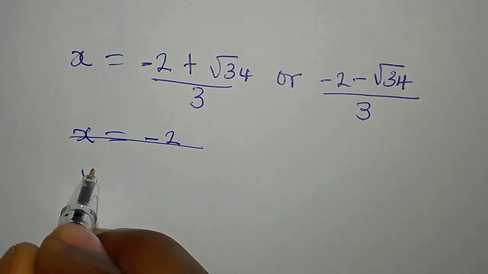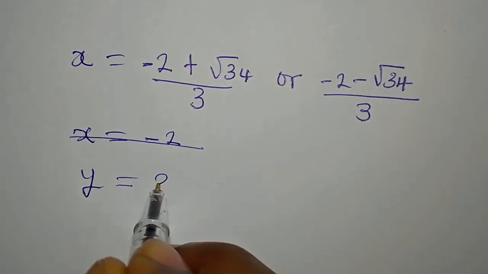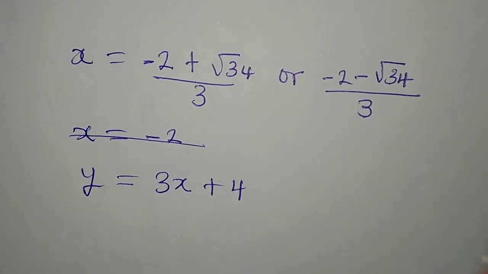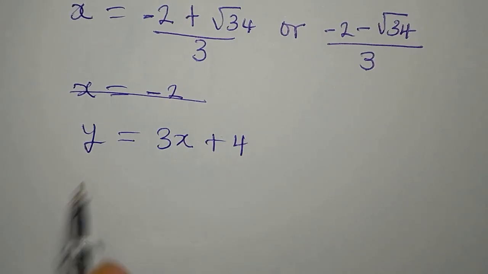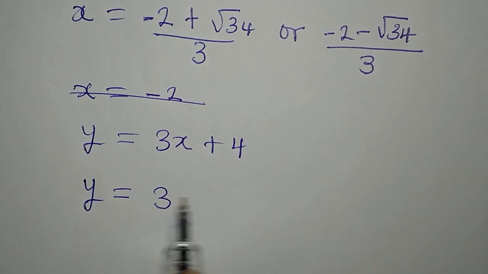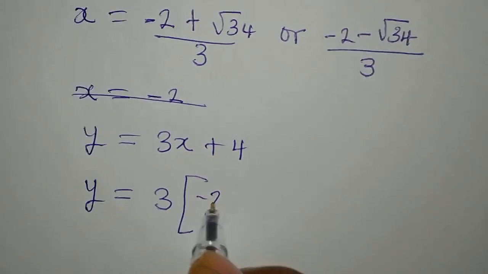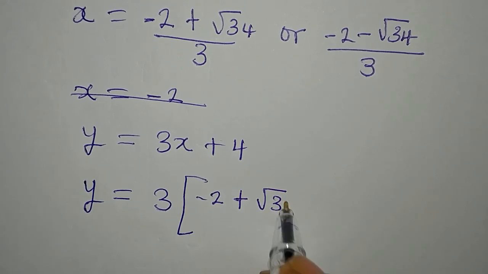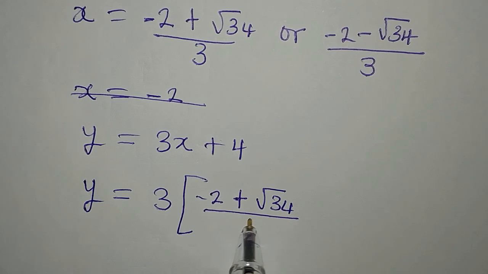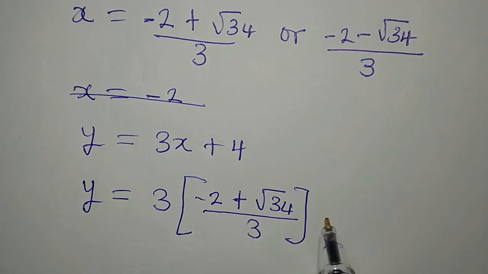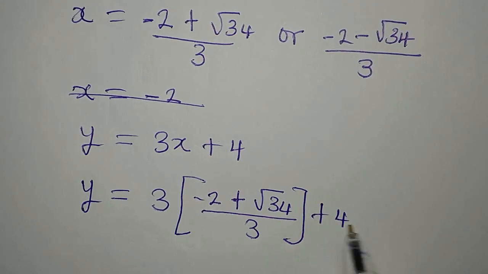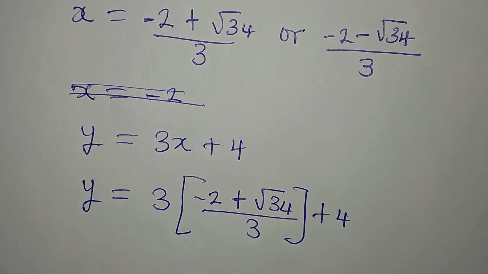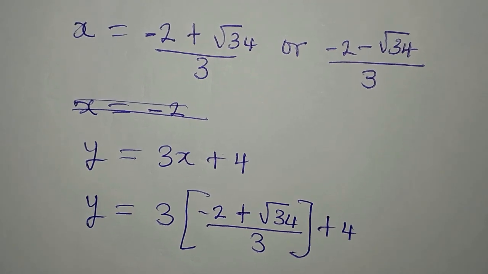Equation 1 is y equals 3x plus 4, right? So I will pick this first value of x. So y will now be equal to 3 into the bracket of minus 2 plus square root of 34, then we have this over 3, then we have plus 4. Okay, so this is going to be the value for our y when x is equal to this.